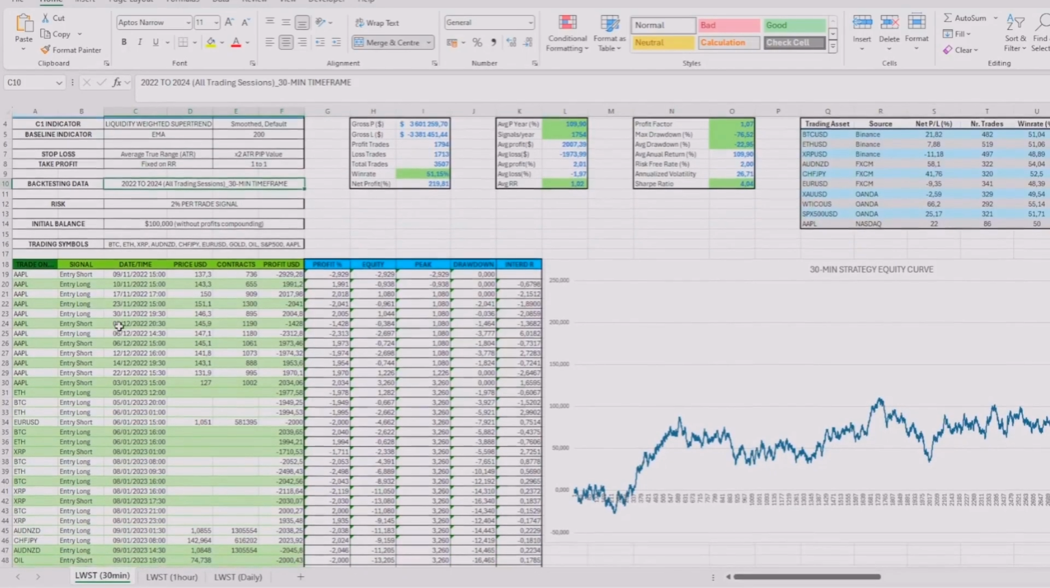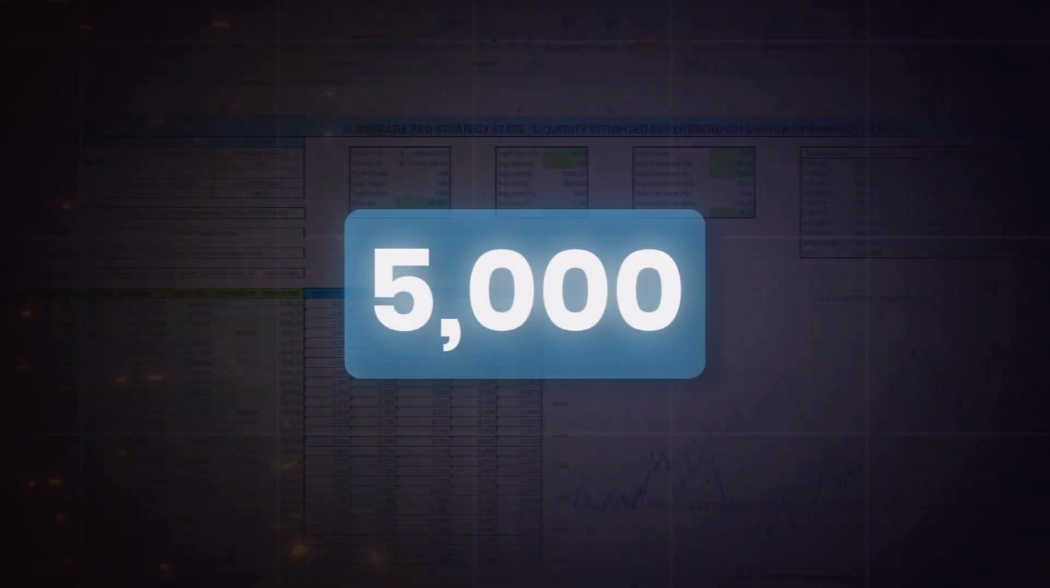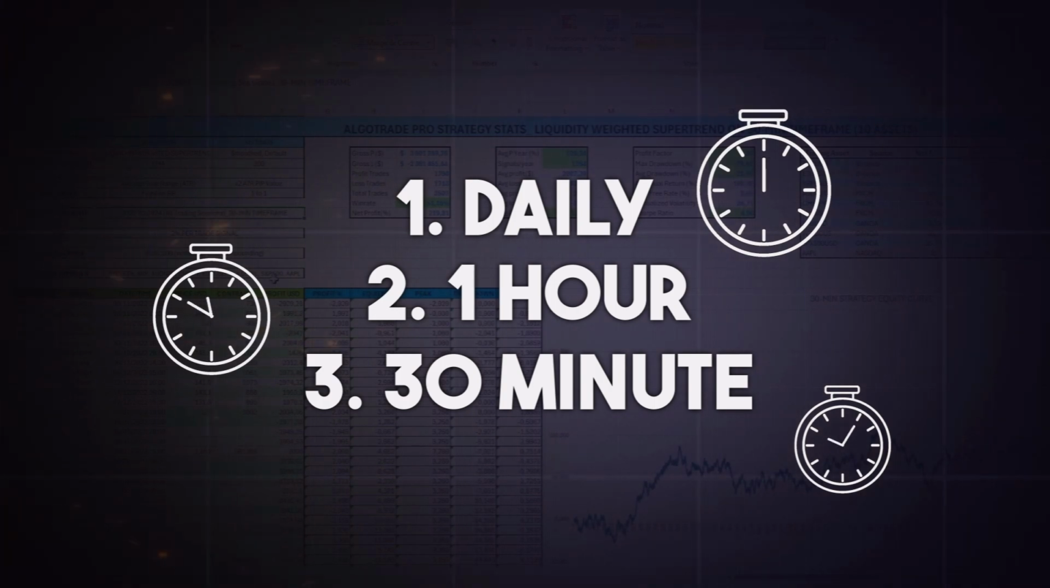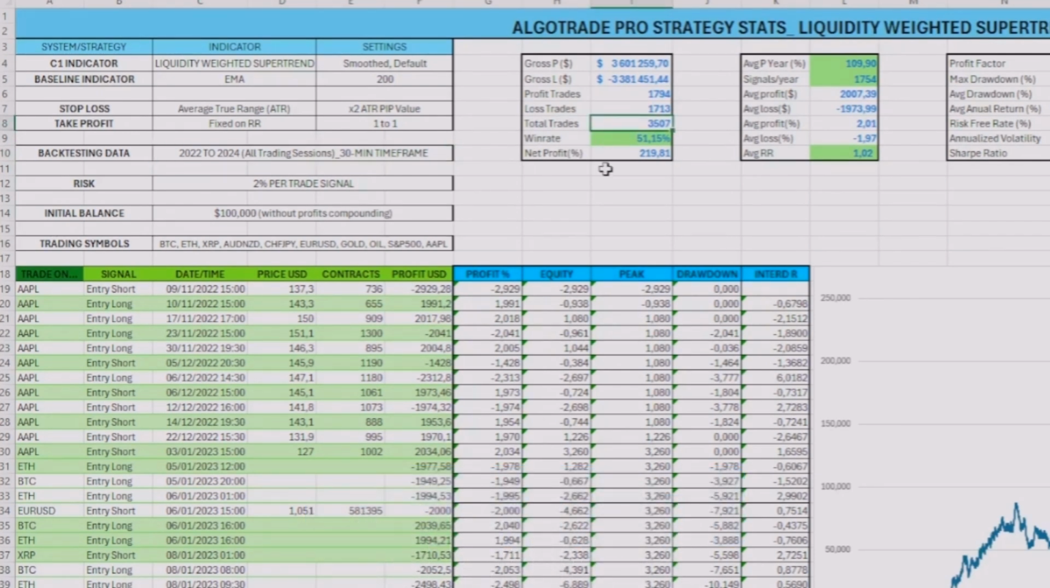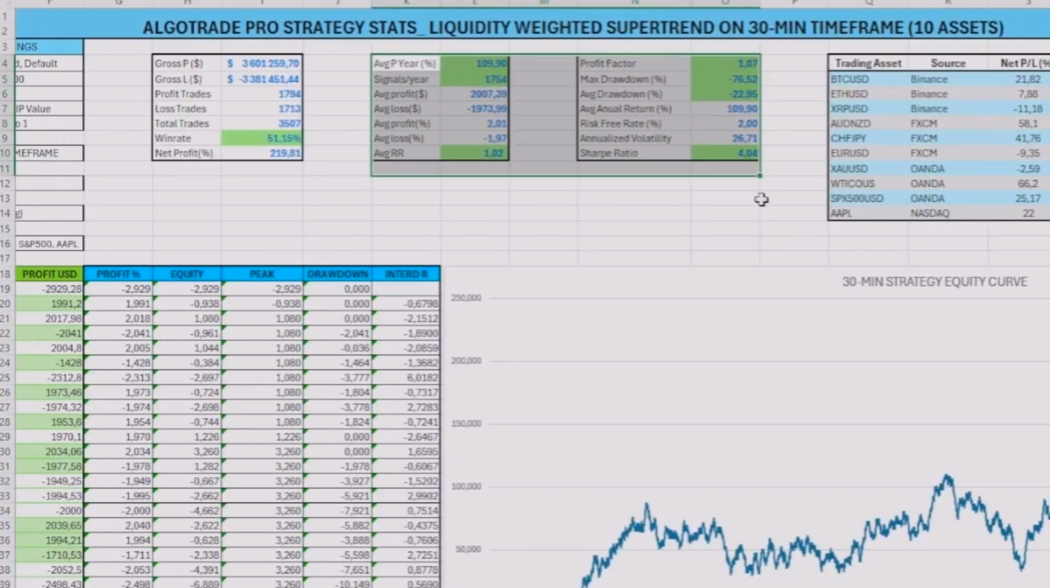After inserting all the trades into my trading journal, I got an analysis of about 5,500 trades across the 3 different timeframes. In the 30-minute timeframe, after more than 3,500 trades, the liquidity-weighted SuperTrend got a win rate of 51.15% with a net profit of 219%. Here we have got some other stats like the Sharpe ratio, which has a decent value.